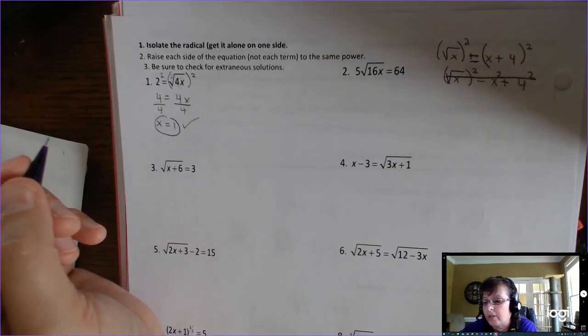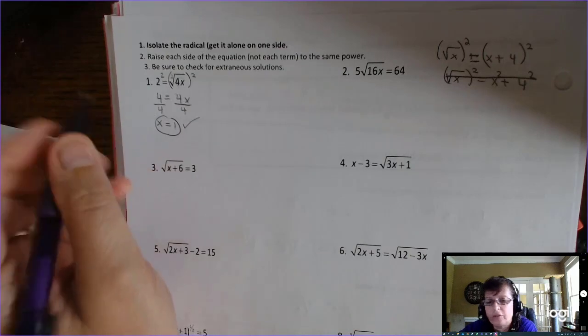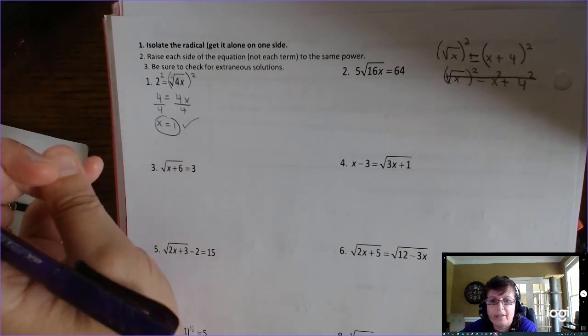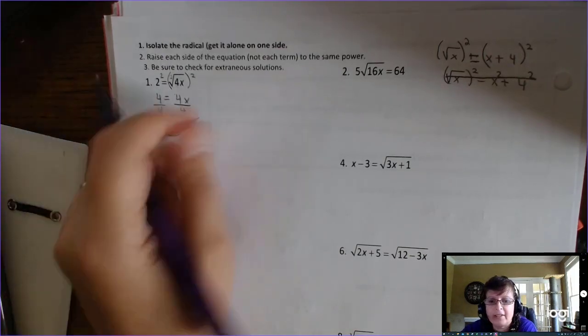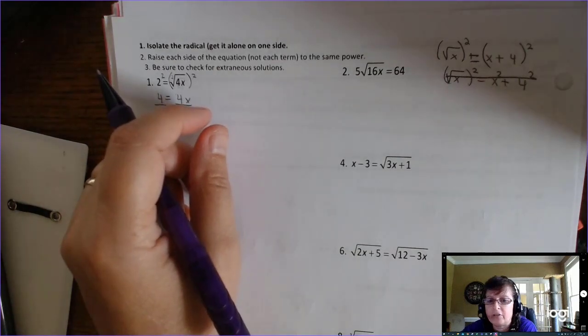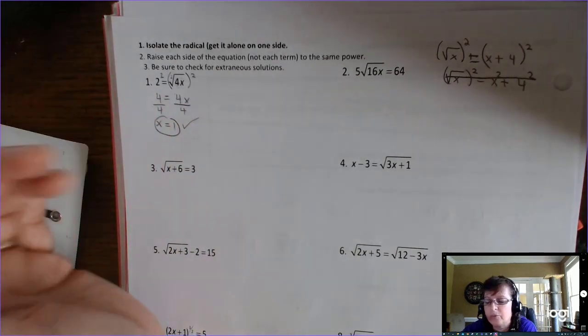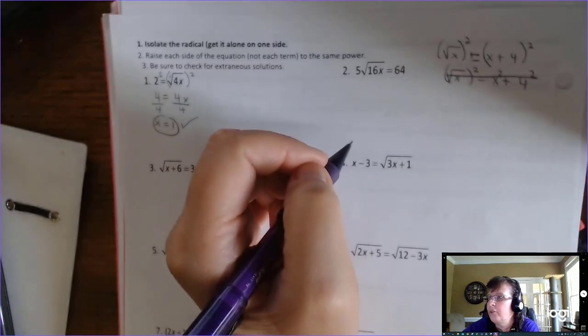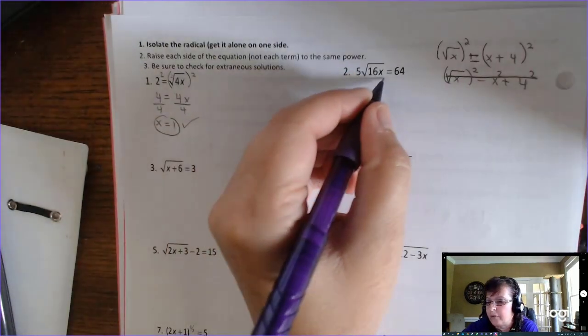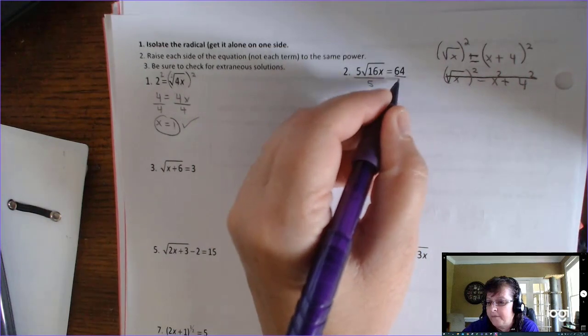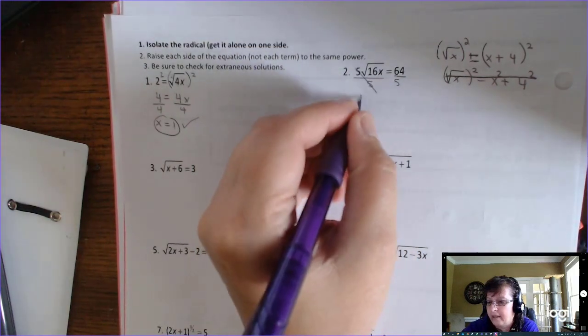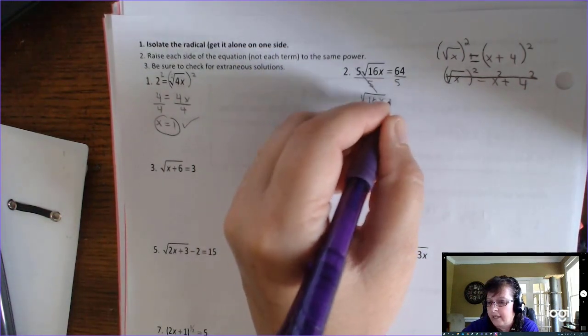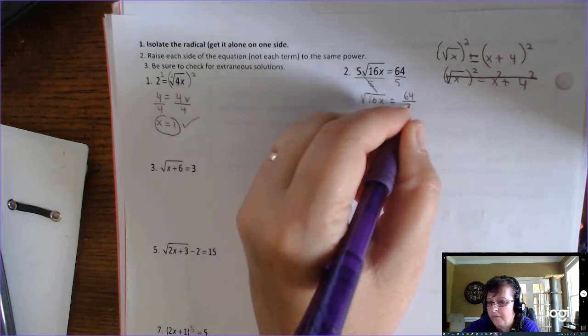So that's the correct answer. When you find yourself squaring a negative, and it turns into a positive, that's a good indication you might have an extraneous solution. All right, we'll get there. All right, number 2, you have to isolate the radical. So we're going to divide both sides by 5 and get square root of 16x equals 64/5.